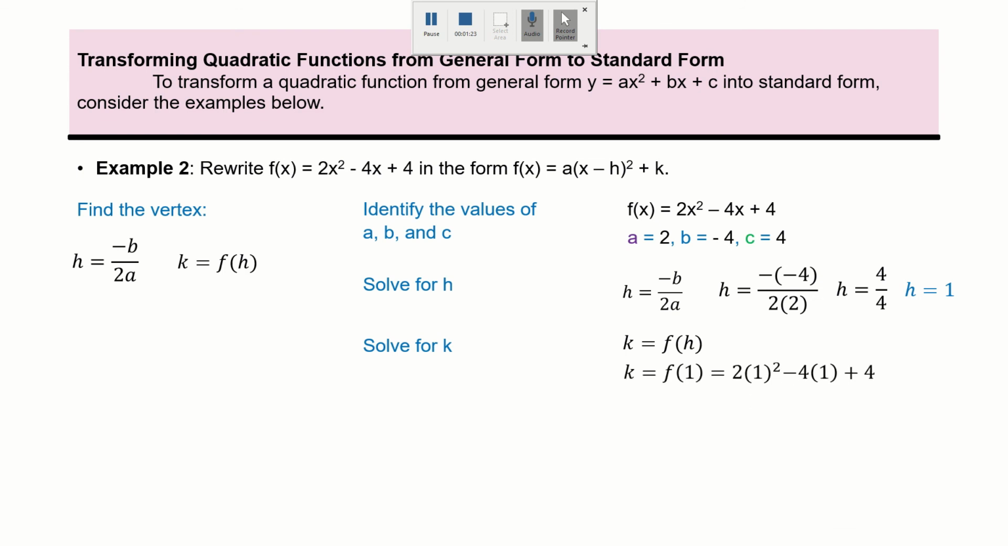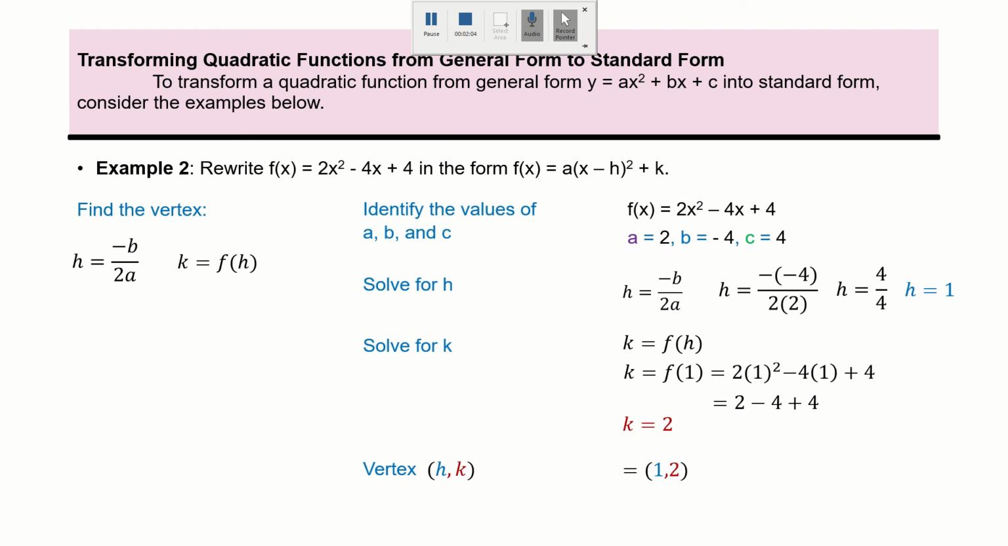Therefore, we now have k is equal to f of 1 is equal to 2 times 1 squared minus 4 times 1 plus 4. If we simplify it, we now have 2 minus 4 plus 4. Simplifying this again from left to right, we have negative 2 plus 4. The answer is positive 2. The value of k is 2. So we now have the vertex, which is in the form of h and k. If we substitute this, our vertex is 1 and 2. So this is the turning point of our parabola.